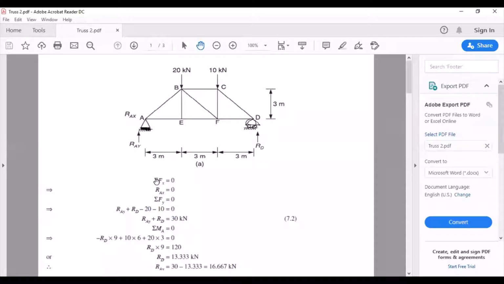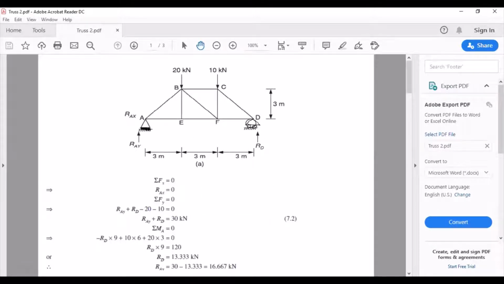Sigma Fx is equal to 0. Therefore, RAX is equal to 0. Next, you are supposed to apply sigma Fy, wherein all the vertical forces. How many vertical forces do you have? 1, 2, 3 and 4, wherein both the reactions act upwards, positive, and both the loads act downwards, negative. So reactions positive, forces negative. So it is plus RAY plus RD minus 20 minus 10. If you rearrange the terms, you get RAY plus RD is equal to 30 kilonewton. So you got one equation.